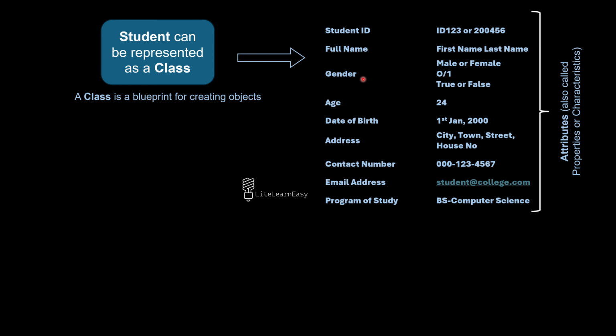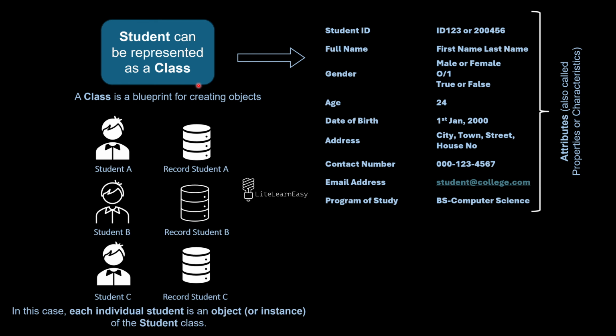I would like to store the gender of the student, such as male or female. Maybe I would like to store the data as a 0 or 1 value, or maybe as true or false, such as true if someone is male or false if a person is not male. I would like to store the age of the student, date of birth, address, contact number, email address, and program of study. And definitely we can consider more properties and attributes of this student class for creating this class or entity.